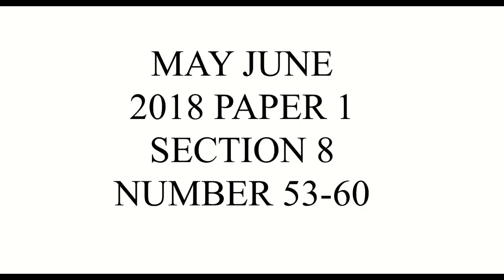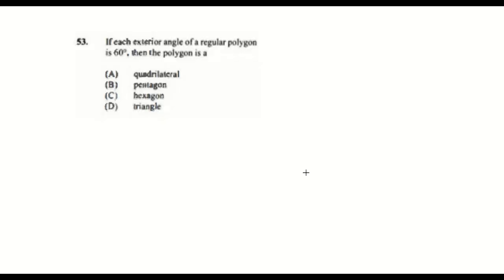Let's look at January 2019. Let's look at May, June 2018. Paper 1, section 8, number 53 to 60. Each interior angle of a regular polygon is 60. Then the polygon is 60. Each exterior angle. Okay. So we know the exterior plus the interior is supposed to be equal to 180, I believe. Yeah.